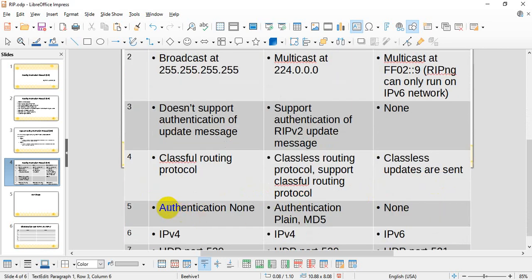And in RIP version 1, there is no kind of authentication. But in RIP version 2 there is authentication in plain text or in MD5. And in RIP version 3 or RIPng, we do not have any kind of authentication.